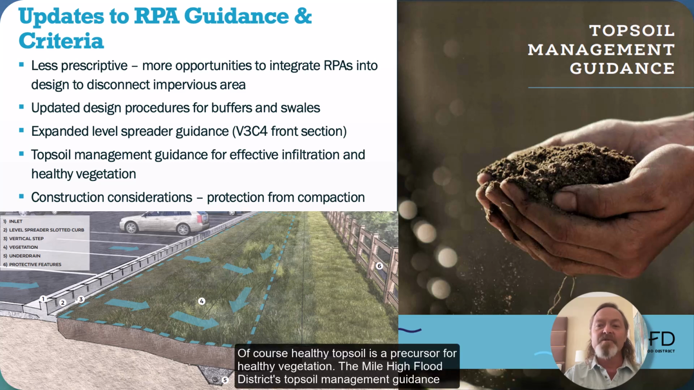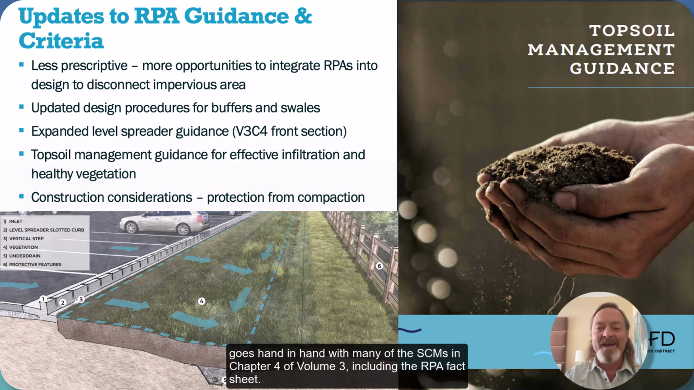Of course, healthy topsoil is a precursor for healthy vegetation. The Mile High Flood District's topsoil management guidance goes hand in hand with many of the SCMs in Chapter 4, Volume 3, including the RPA fact sheet. Without healthy topsoil, it's unlikely that an RPA will achieve the density of vegetation needed for effective treatment.